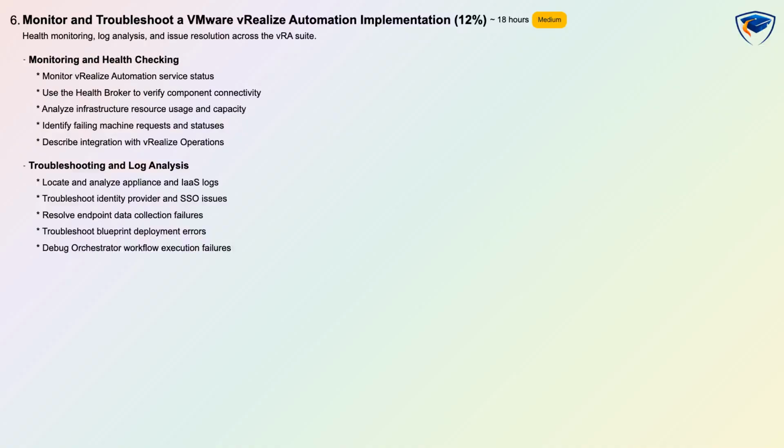Monitor and troubleshoot a VMware vRealize Automation implementation is 12%, medium difficulty, and estimated at 18 hours with scenario-based assessment. This domain teaches health monitoring of vRealize Automation services, using the health broker to verify component connectivity, analyzing resource usage and capacity, and identifying failing machine requests and statuses.